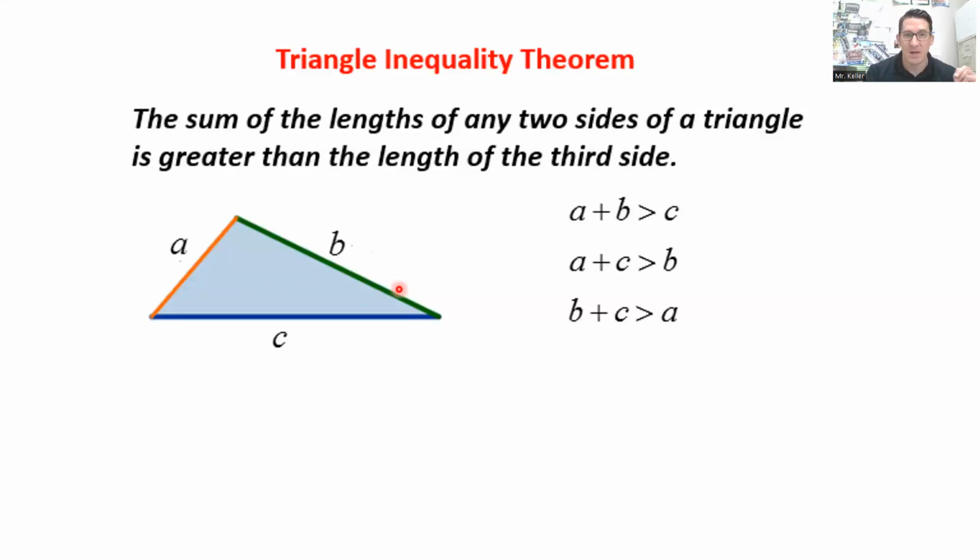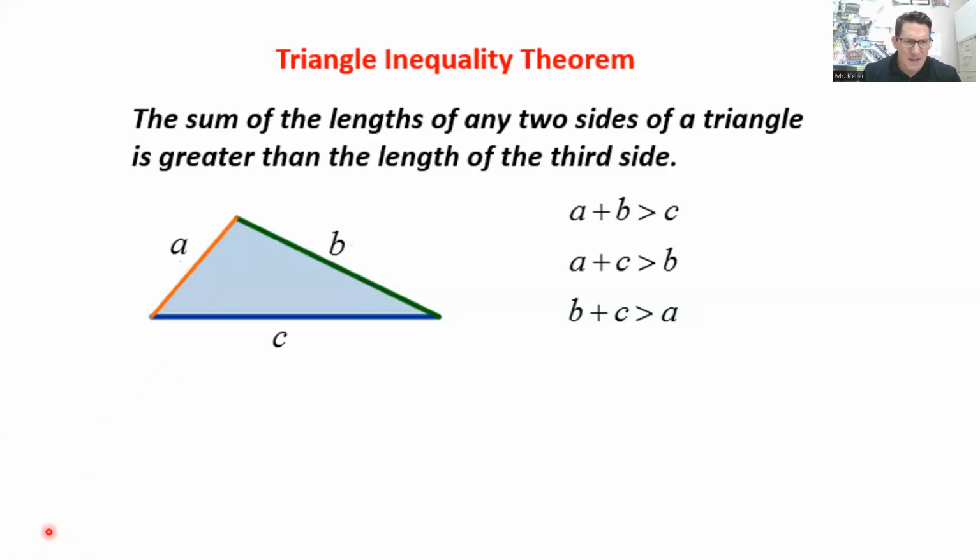Really, if you think about it, if you add two sides together and they're not bigger than the third side, then it can't make a triangle. If they're equal, it would just be a straight line. They need to be bigger so that they can hinge up here to make a triangle. And if they're less than, they won't come together. So it should make sense.